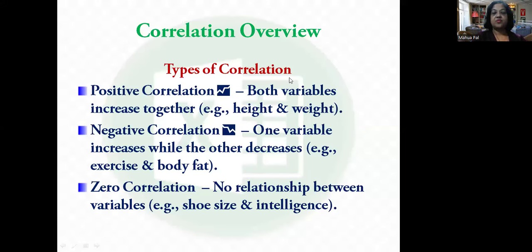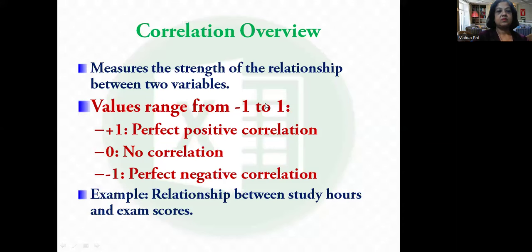The example of positive correlation is height and weight. If height is increased, weight is also increased. Negative correlation: exercise and body fat. If exercise is done, body fat can be reduced. So there is negative correlation. And zero correlation, such as shoe size and intelligence, there is no relation between these two entities. Here the most important part is highlighted with red color, and with this value we can do the interpretation.